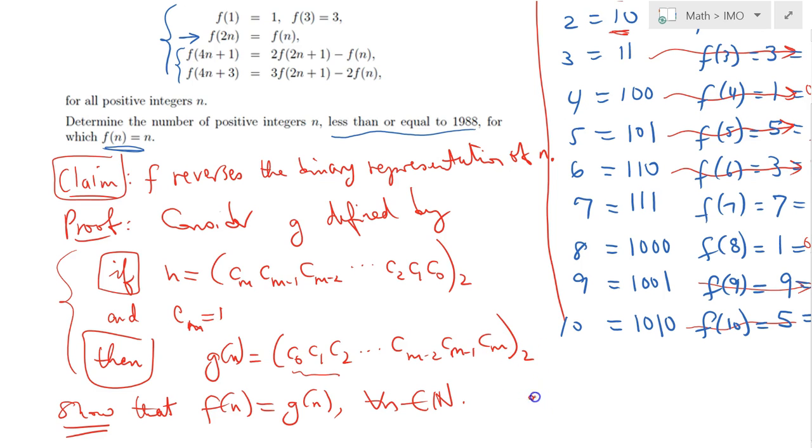Now one can easily show that G of 1 is equal to 1, and G of 3, because the representation of 3 in binary is 1 1, so you reverse it, it's again 1 1. So this is equal to 3. So G of 1 and F of 1 agree, and G of 3 and F of 3 also agree with each other. So for the rest, all we need to verify is that the function G obeys the same recursion relations as F does, and that would immediately prove the desired claim.